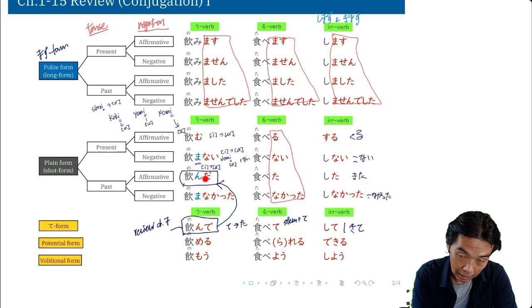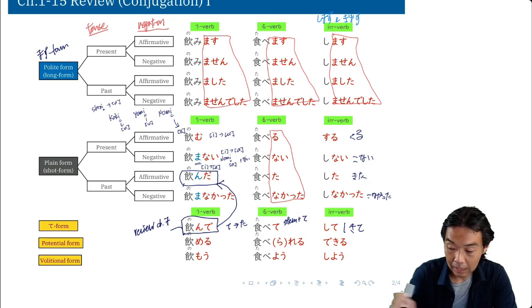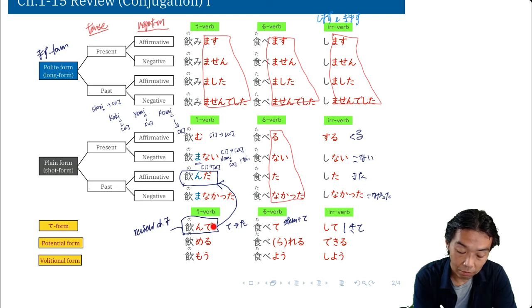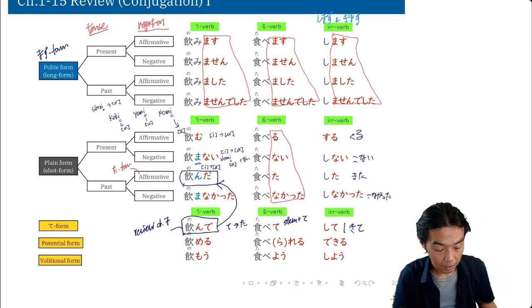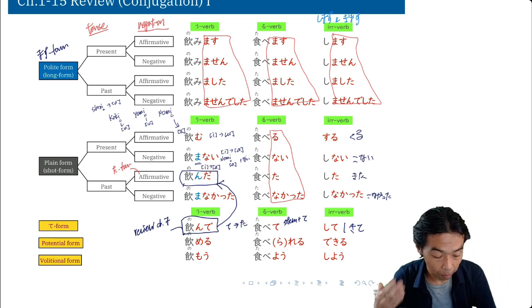yonde, yonda, kaite, kaita, shinde, shinda. Okay, so all you have to do is change the last sound from te or de to ta or da. That's why we skip this. You have to first go to te form and go to here because it looks almost the same as te form. Sometimes we call plain past affirmative ta form. So some people call this ta form, like te form. But it's actually part of the conjugation system, plain past affirmative.